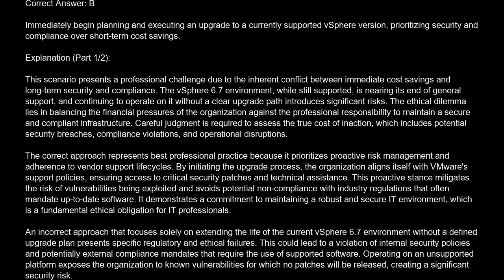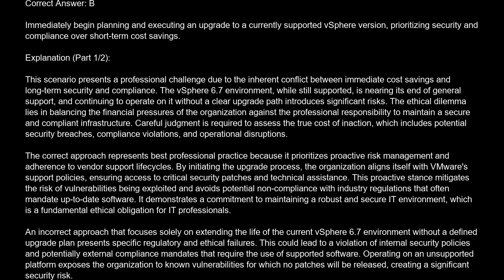The correct answer is B. Immediately begin planning and executing an upgrade to a currently supported vSphere version, prioritizing security and compliance over short-term cost savings. Explanation. This scenario presents a professional challenge due to the inherent conflict between immediate cost savings and long-term security and compliance. The vSphere 6.7 environment, while still supported, is nearing its end of general support, and continuing to operate on it without a clear upgrade path introduces significant risks.